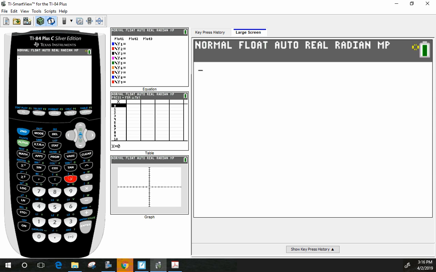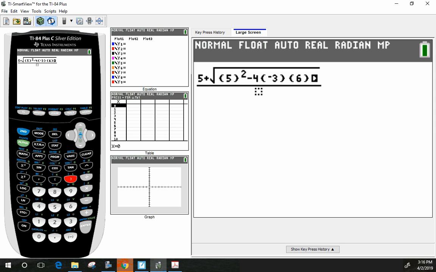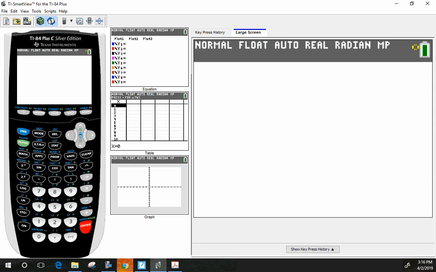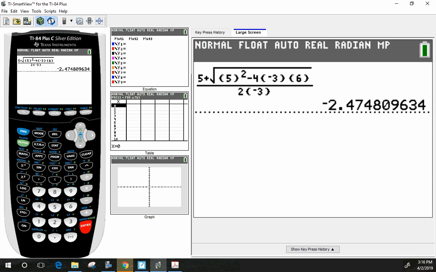Of 5 squared minus 4 times A times the C value. What was our C value? 6, right? Okay. So I'm literally entering everything just like that. So I've got my 5 plus the square root of B squared minus 4 times A times C. All of that over 2A. There it is. The entire formula. I can hit enter. There's my first decimal.